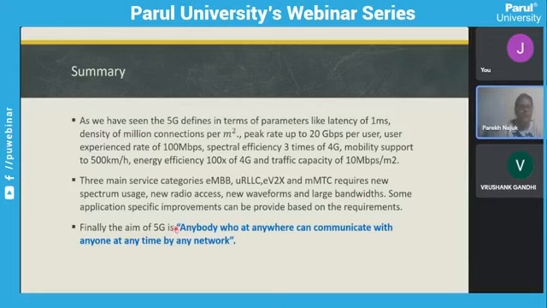Finally, if I want to summarize what the aim of 5G is, it is like this: anybody, anywhere, can communicate with anyone, at any time, by any network. Got it? No need to have any protocols, no need to have rules just to have a connection with another thing. You can connect anything at any time, anywhere, with anyone. This is the aim of the 5G system. Now you can imagine what will be there in 6G. Can you imagine?